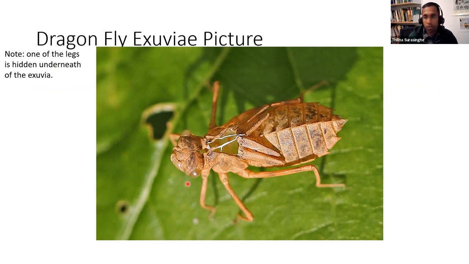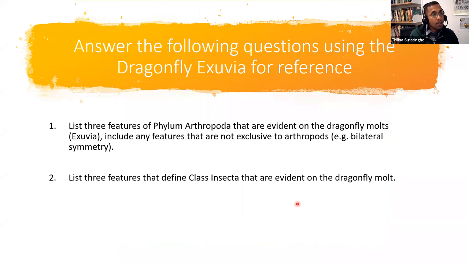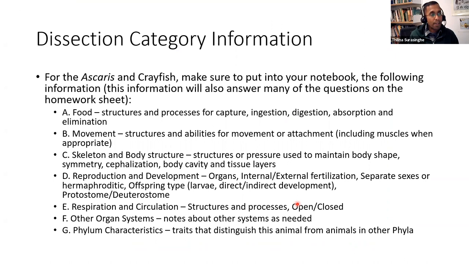What would be the number one that you can scream? Having an exoskeleton, right? You are looking at an exoskeleton. So the presence of an exoskeleton surrounding the body could be one answer. Another one is, look at these legs. They are jointed. Having jointed appendages is another answer. So there you go, two answers to your next question. Those answers go into your lab notebook. And last but not least, make sure for both crayfish and Ascaris, and just Ascaris and crayfish only, you list everything A through G. That goes into your lab notebook as well.